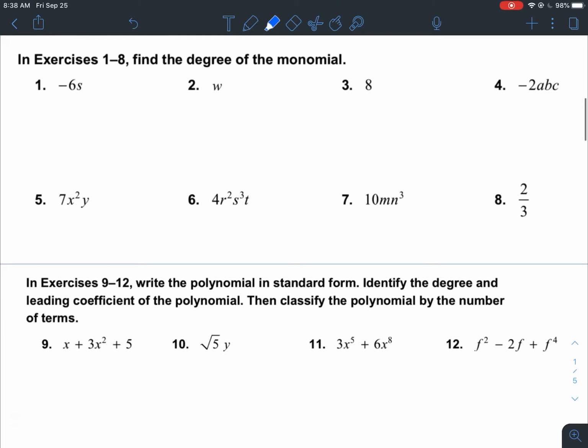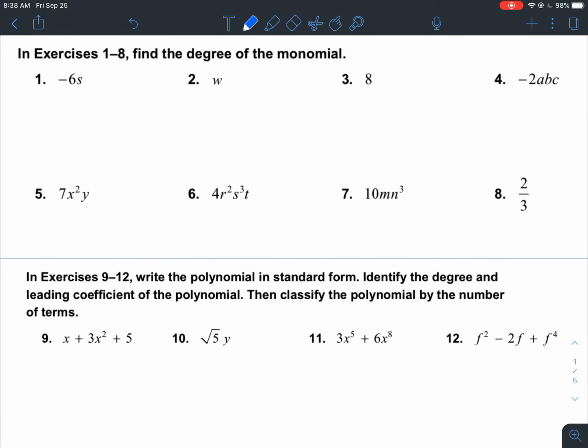Okay, so let's do some practice right here. In exercises 1 through 8, find the degree of the monomial. Okay, right here, we have -6s. So this is one monomial, right? It's not the sum or difference between multiple monomials, so it's not a polynomial. This is just a monomial. And the coefficient doesn't have a degree, but s does have a degree, and it's to the degree of 1, okay? So the degree is 1.